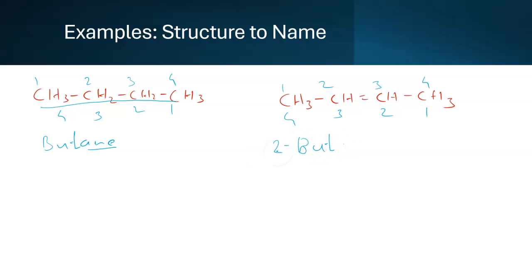But the problem is that you have to replace ANE with ENE, because it has a double bond. In the prefix we have written 2, but in the suffix we have to write ENE. So that is for an alkene.